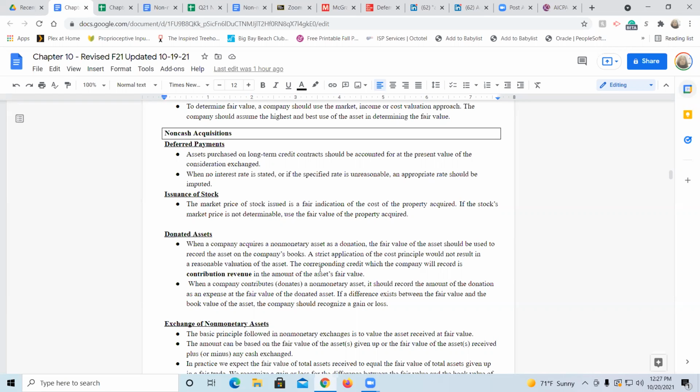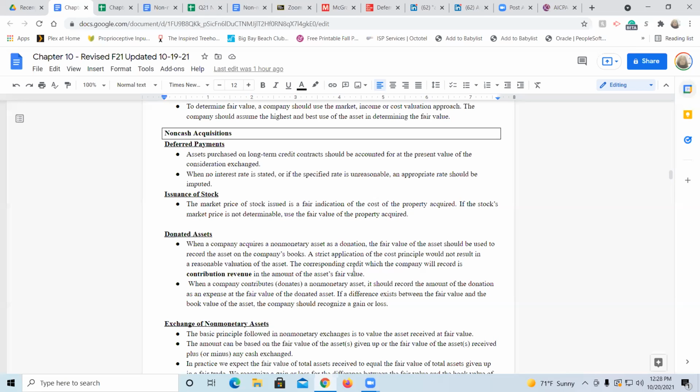Not cost, because as much as we say we follow the historical cost principle, that asset that's being donated at that point may have been used, all kinds of things could have happened with it. So you go with what it's actually worth today as a representation of the cost of the asset.